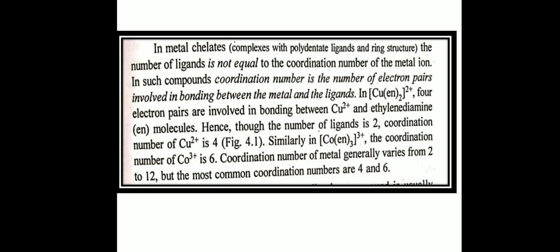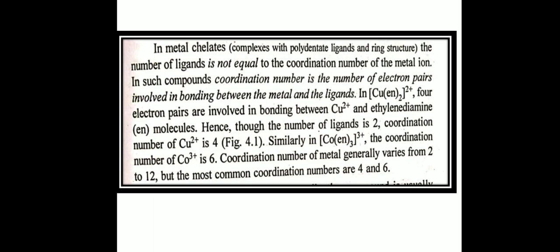Ethylene diamine is a bidentate ligand because it contains 2 nitrogen atoms, so the number of donor atoms is 2, and 2 en molecules are surrounded to the copper metal. So in the case of this type of ligand, when a polydentate ligand is attached to the central metal atom, how will we see the coordination number? The coordination number depends upon the number of donor atoms present in the ligand.